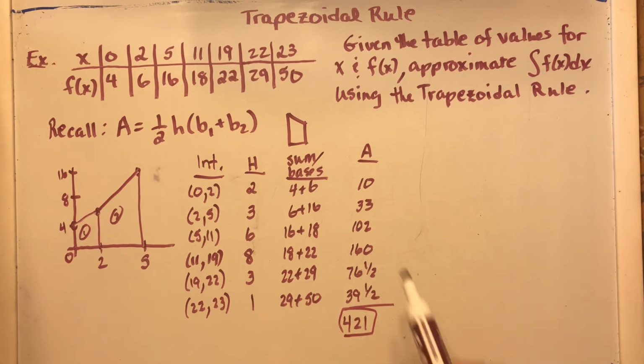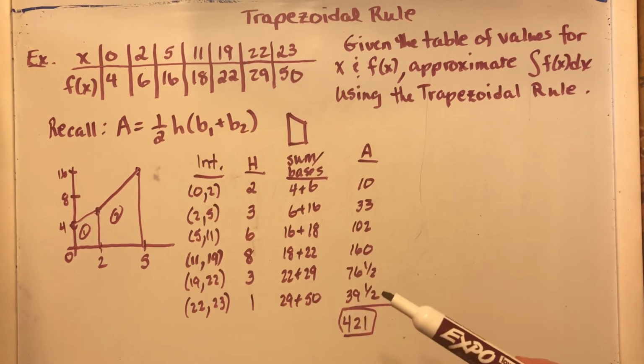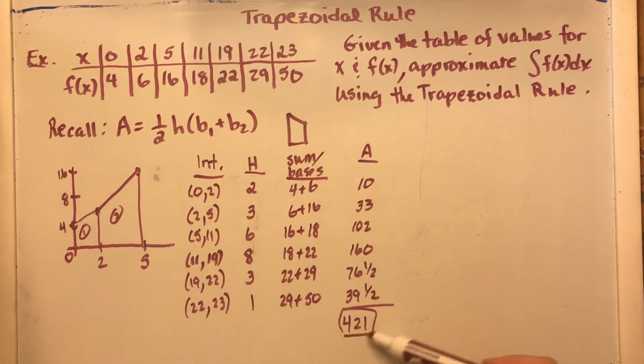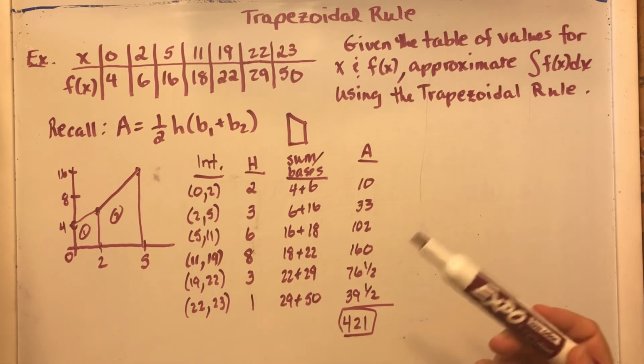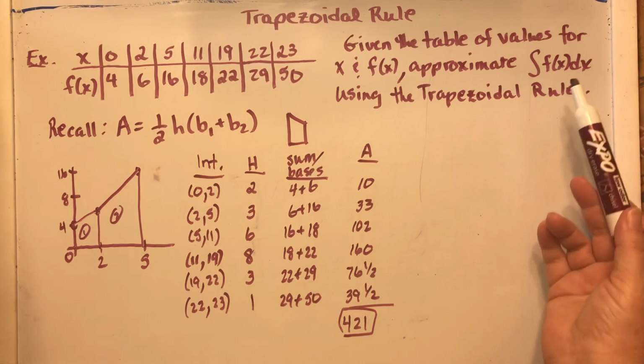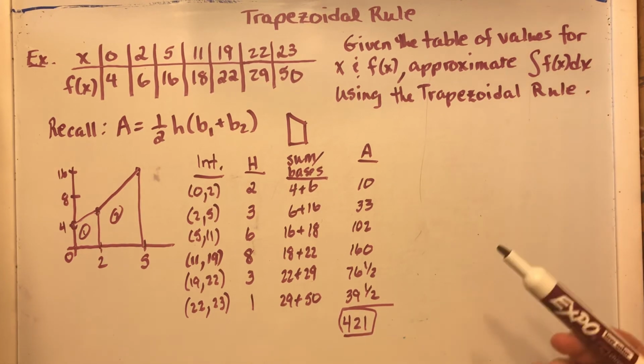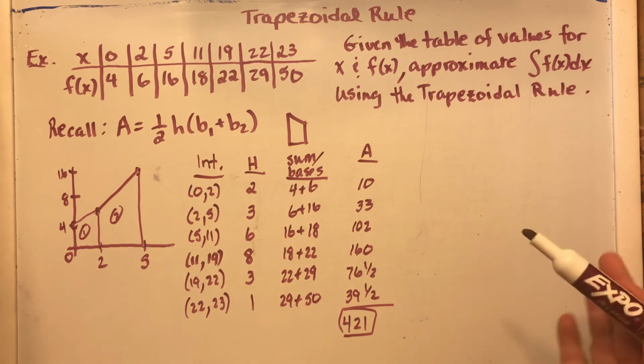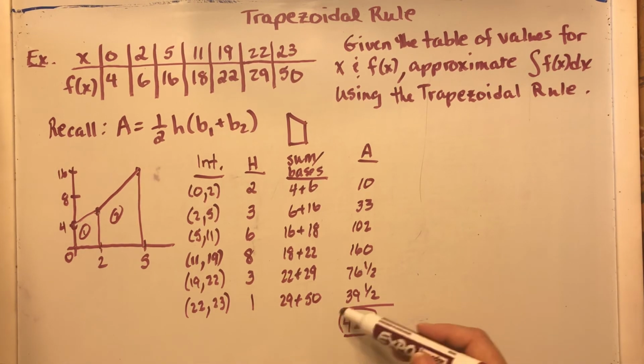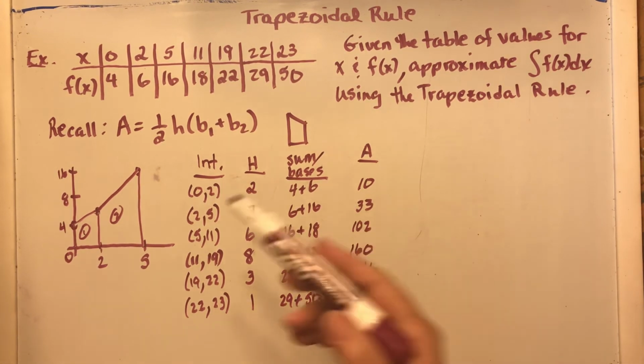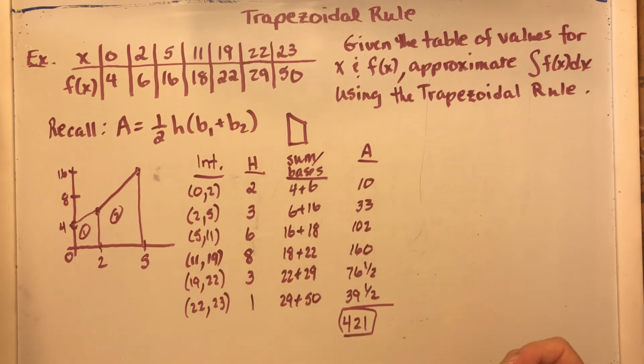Now yesterday we did the same problem with rectangles. We did a Riemann sum. Let's see, yesterday I believe we did left hand. But the answer we got yesterday was 361, and actually 421 is a little bit better approximation. Now, if we knew the actual formula for f of x, then we could just use our fundamental theorem of calculus, take the antiderivative, plug in our values, and we'd have the actual area. But since we only have a chart, this is how we're going to do it.